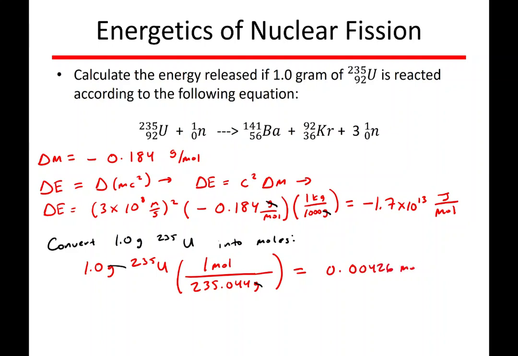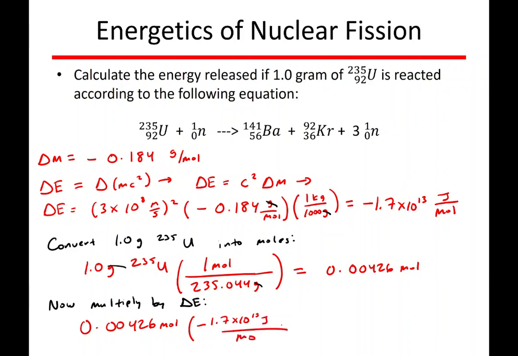0.00426 moles of uranium-235. Now, the last thing that you need to do is take the number of moles of uranium-235 and multiply it by the delta E to find what amount of energy is being released. All right, we have 0.00426 moles of uranium times the delta E, which was negative 1.7 times 10 to the 13th joules per mole.